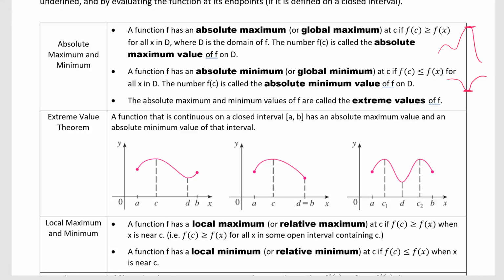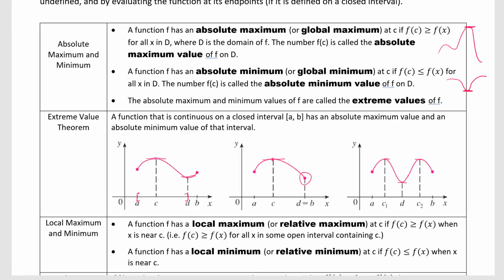Next, we have the extreme value theorem. A function that is continuous on a closed interval [a, b] has an absolute maximum value and an absolute minimum value on that interval. For example, here, if we have a closed interval a, b, and the function is continuous, you can see here we have an absolute maximum, and here we have an absolute minimum. For this picture, we have an absolute maximum here, and then the absolute minimum is actually at the endpoint. And in this picture, we actually have 2 absolute maxima and 1 absolute minimum.